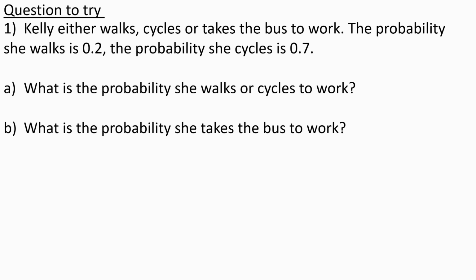So, the probability that Kelly walks or cycles to work is going to be 0.2 plus 0.7, which is 0.9. What is the probability she takes the bus to work? Well, if the chance that she walks or cycles is 0.9, and exhaustive probabilities add up to 1, the chance that she takes the bus to work, assuming there are no other options, has got to be 0.1, because that's what I'd have to add on to get 1.